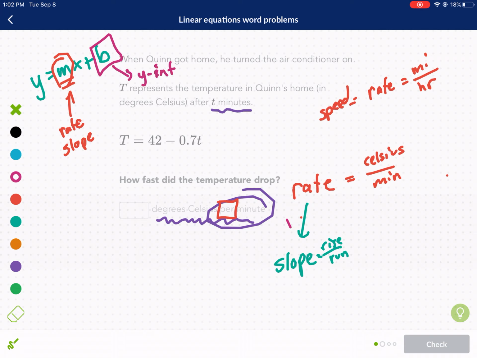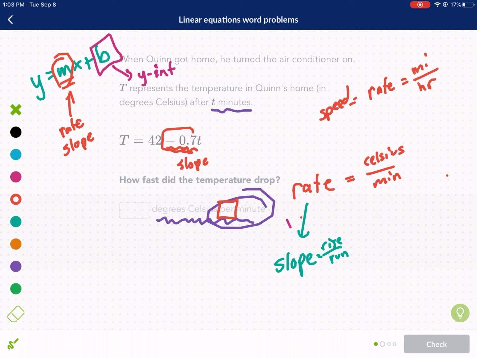So in the previous problem with the sumo wrestler, our starting place was the y-intercept, the number that didn't have the t next to it. In this case, this number right here is our slope. Let me change the color so I don't confuse you. This is our slope, and you need to keep this minus sign in front. So all this is our slope. So negative 0.7 degrees Celsius per minute is our rate.